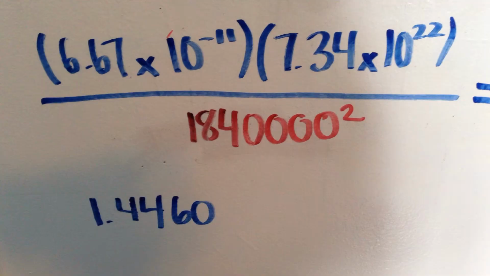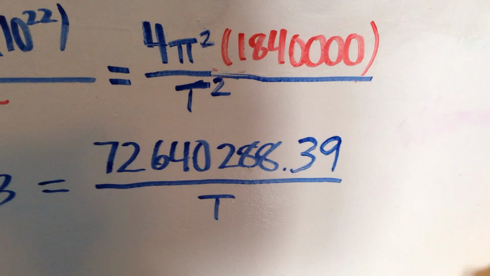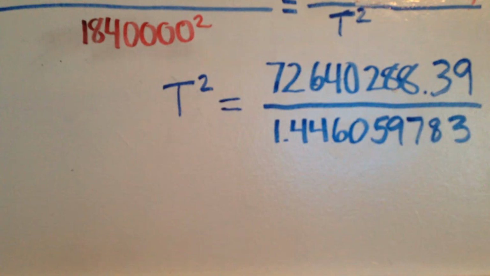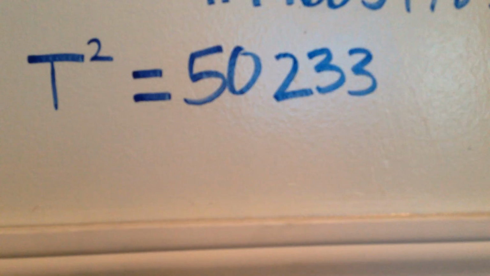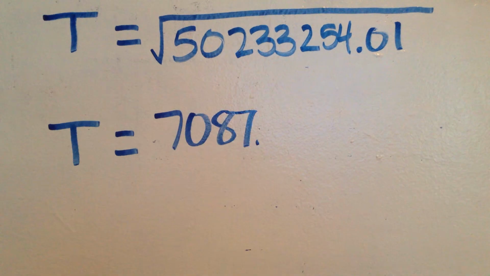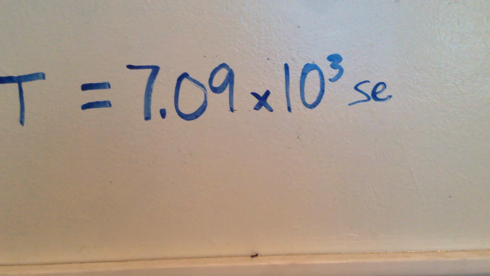Now that we've found r, we can simplify both sides of the equation and rearrange the formula to solve for t squared. Now that we have t squared, we can square root this value to find the value of t. The final value of t in scientific notation is 7.09 times 10 to the 3 seconds.